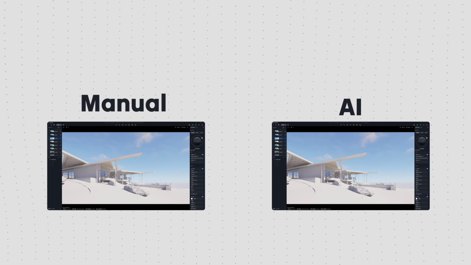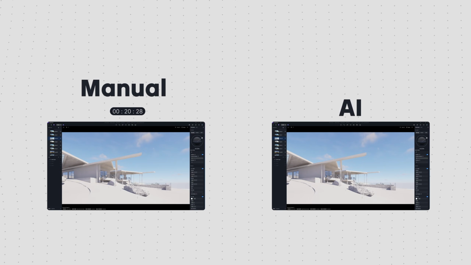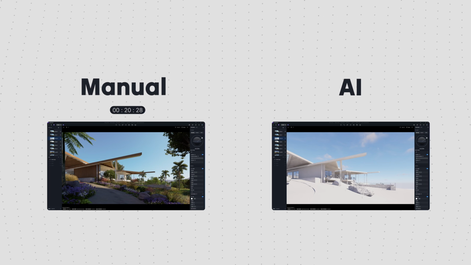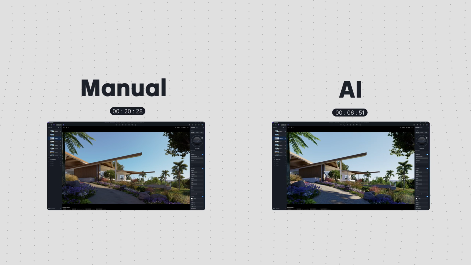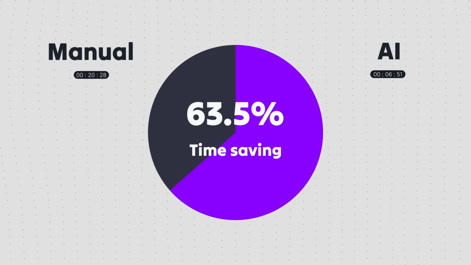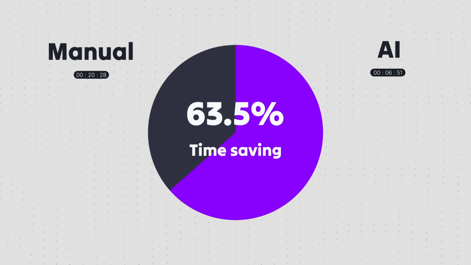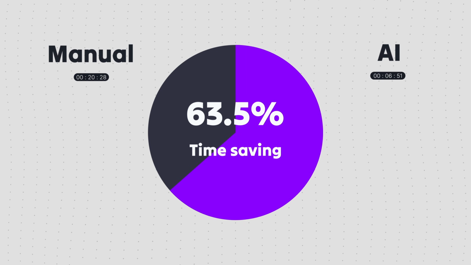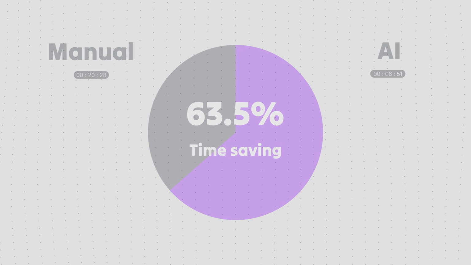So, what's the final result of our showdown? The manual team spent 20 minutes and 28 seconds completing this project, while it took the AI team about 6 minutes and 51 seconds. The AI-powered workflow allowed our architects to save up to 63% of time on this project. That's huge! The takeaway is simple. You can stop wasting time on looking for resources or doing repetitive work and focus on the thing you love, design. Ready to reclaim your time?